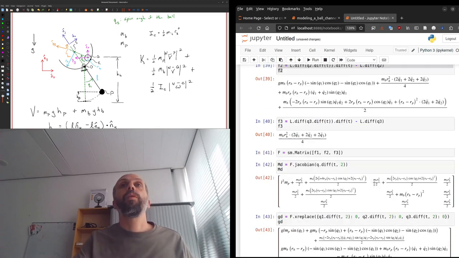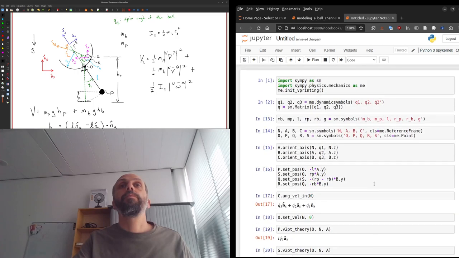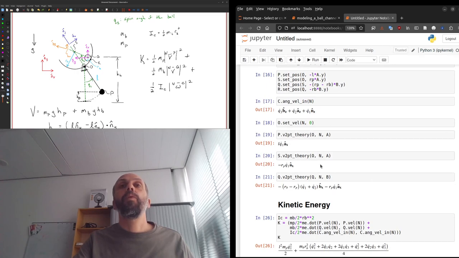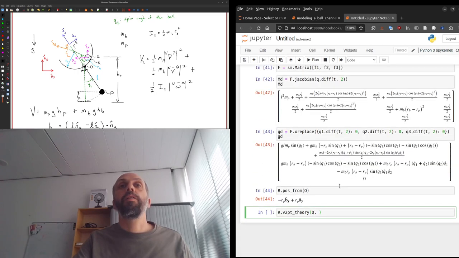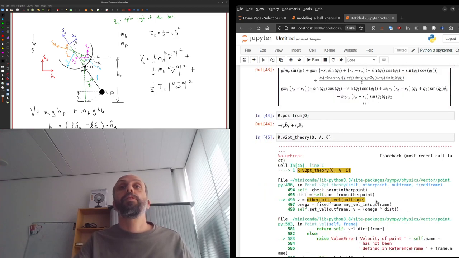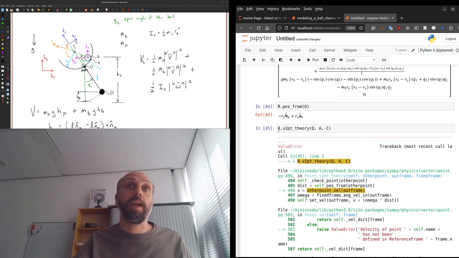In what order do we do this? I always forget. So we want the velocity in the A frame, and then they share, and they're fixed in C, so we'll do A comma C. That should give us something. I get an error: velocity of point Q has not been defined in the reference frame A. Well, Q does move in A, so we better calculate that.